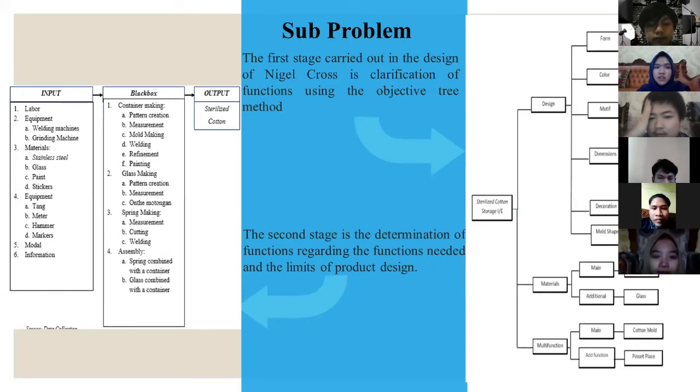And the next step is establishing function. We will discuss the required function and the limitation of the product directly from the designer of the sterilized cotton product. See on the slide, the input is labor, machine, materials, equipment, asset, and information. And in the black box, we need a process of container making, glass and spring making, and the last one is assembly, and the result of our output is sterilized cotton storage.